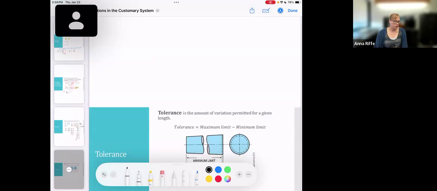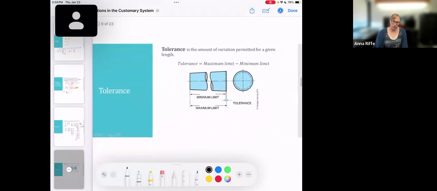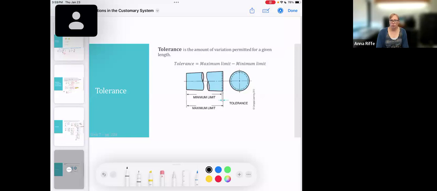Let's do a little bit of application. Let's talk about tolerance. Again, if you work in industry, you are probably more familiar with this than I am. But I can do fractions, and that's what a lot of this is. So tolerance is defined as the amount of variation permitted for a given length. Its mathematical definition is the maximum limit minus the minimum limit. It is informally kind of the amount of wiggle room that a manufactured piece has.